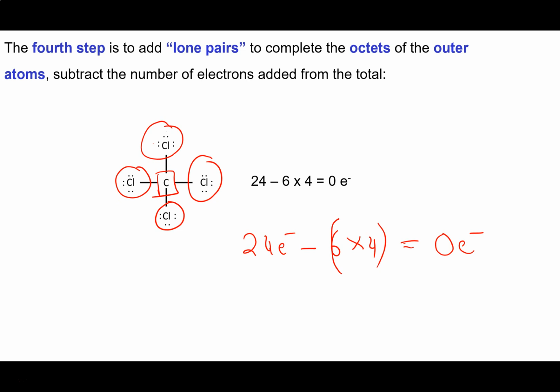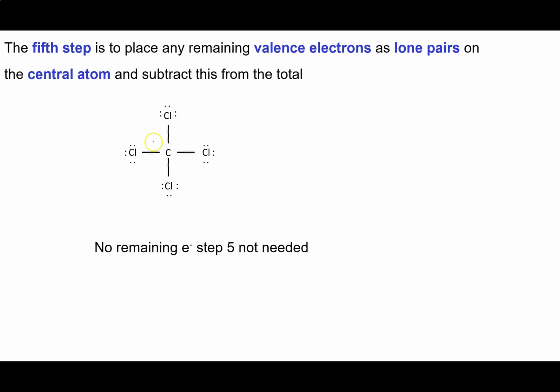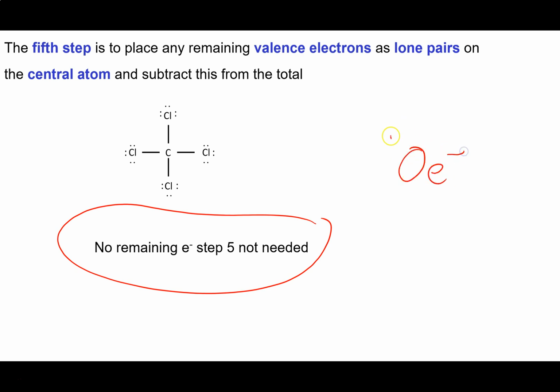So the 5th step in the systematic process for drawing a Lewis diagram is, after the 4th step, if you have any electrons left over, put them on the central atom. Now in this case, we don't, so step 5 is not needed, and many times step 5 is not needed. But if we had electrons left over at this point, we would add them in. Regardless of what happens, by the time you get to step 5, you will have 0 electrons left. At the end of step 5, you want to make sure that you have no electrons left. If you don't have 0 electrons at this point, you've done something wrong.